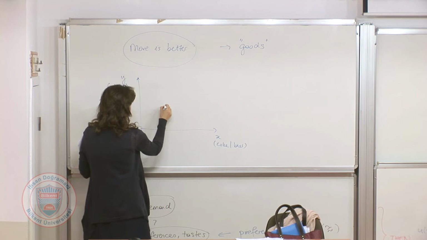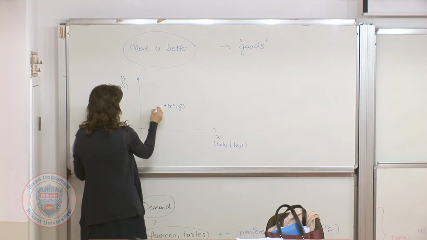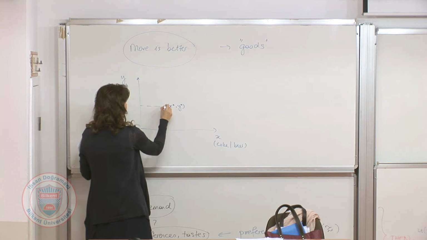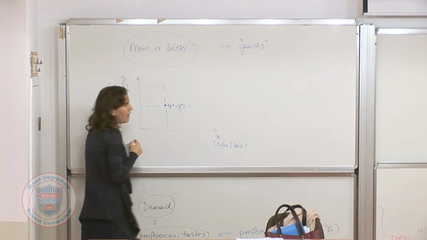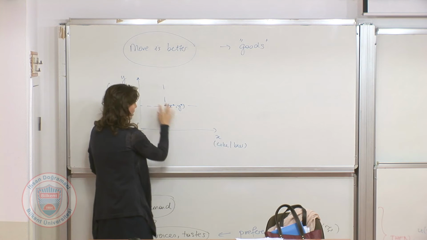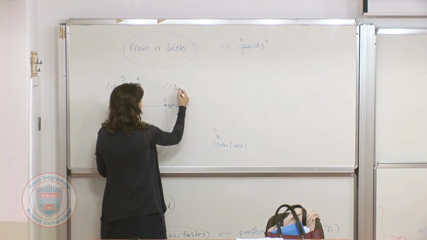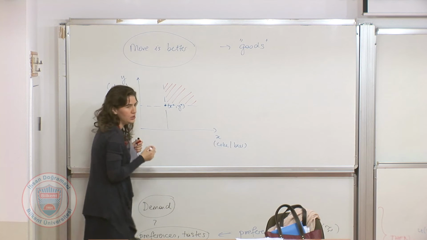Suppose we have our bundle, x star, y star. And then you said that if we have goods, then we can divide this quadrant into some regions. And you said that in this region, all the bundles are, what did we say?